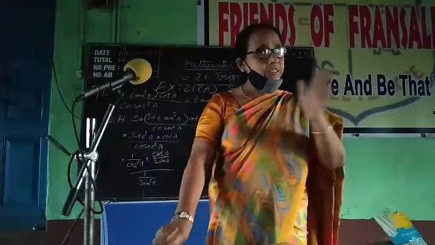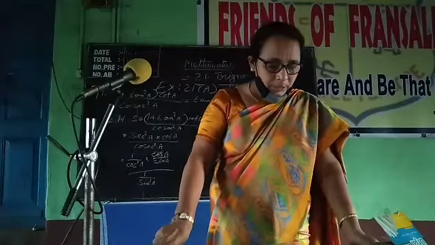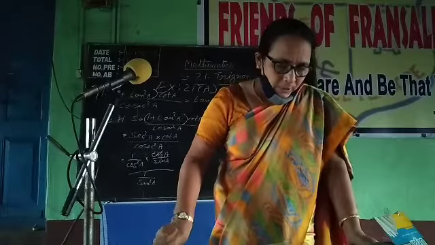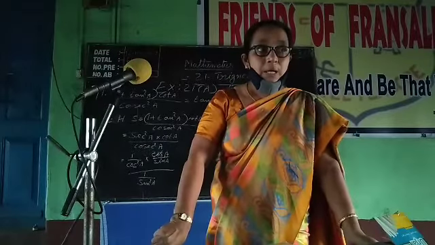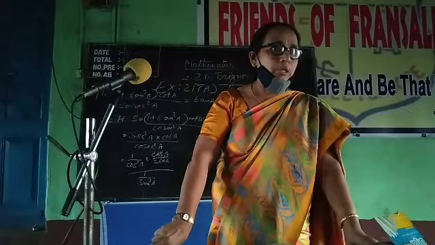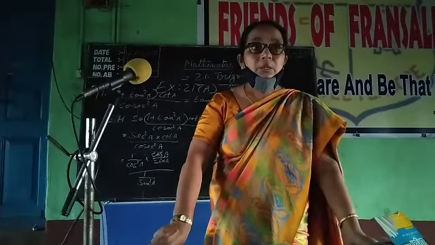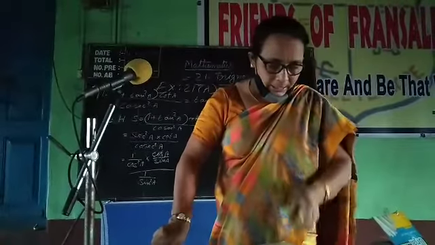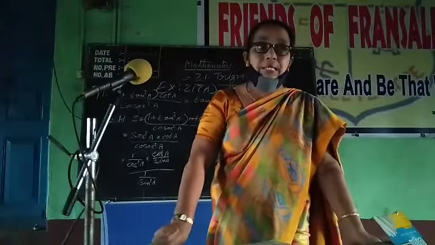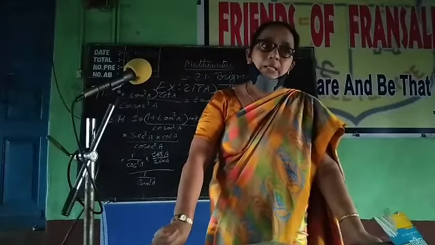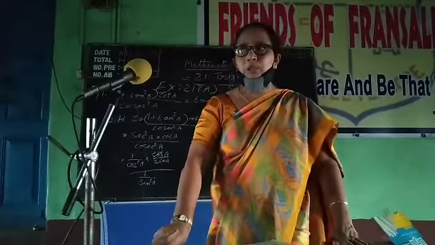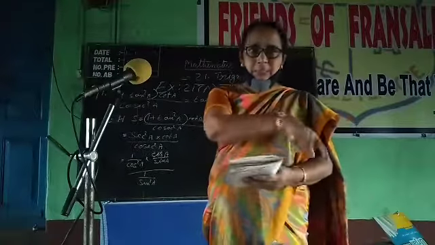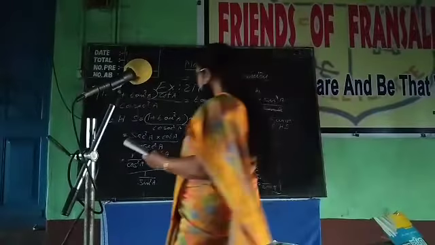Then take out common, one sin square term you can take out common, so that you will get 1 minus cos square A divided by cos square A. What is 1 minus cos square A? Sin square A. So we have sin square A into sin square A divided by cos square A. What is sin square A divided by cos square A? Tan square A. So we got the answer: sin square A into tan square A. Now the 13th sum is same as this 12th sum only.